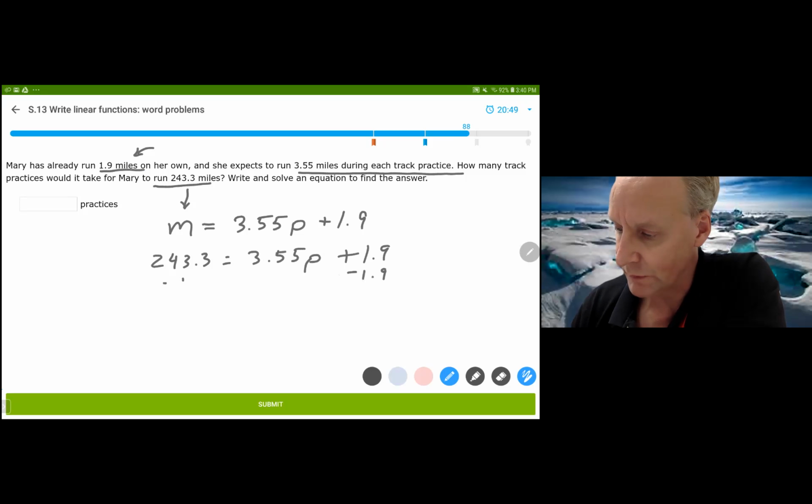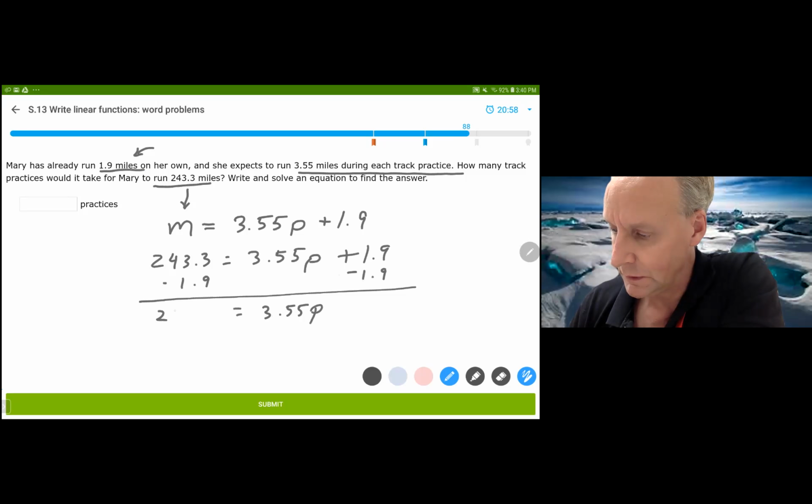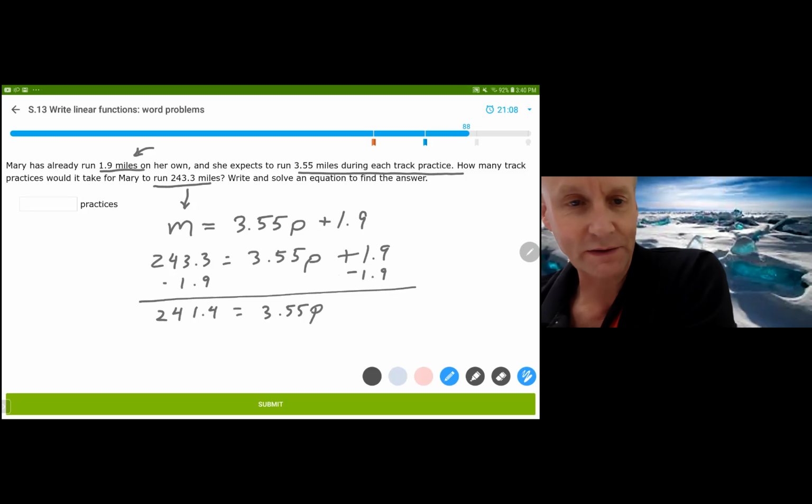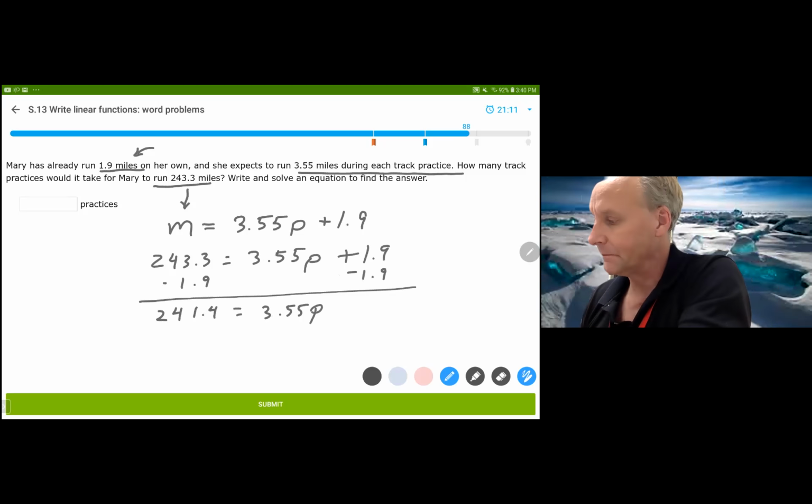I'm going to subtract 1.9 from this guy. It's going to give us 3.55p, and when we subtract that, we get 241.4. And we're going to divide by 3.55. This is one of those cases where a calculator comes in real handy. 241.4, divided by 3.55. And it's 68.